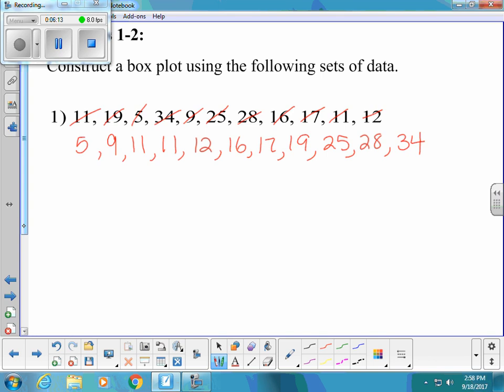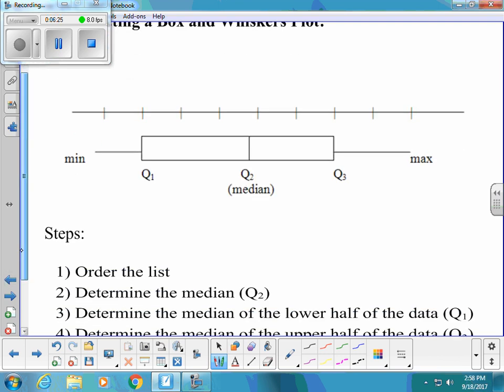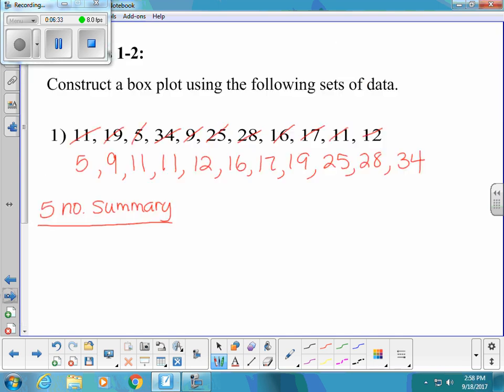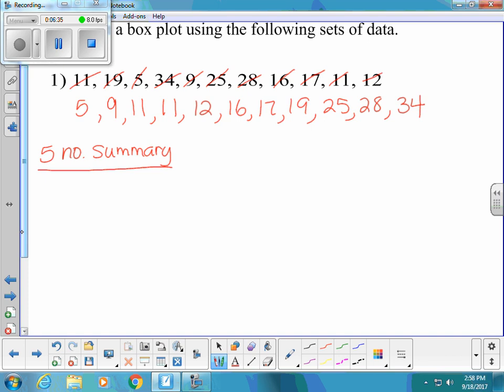We're going to create what we call a 5-number summary. That's what this list is here. These things right here. That's your 5-number summary. The first one that we find is the median of the list, which is also known as quartile 2 or Q2.